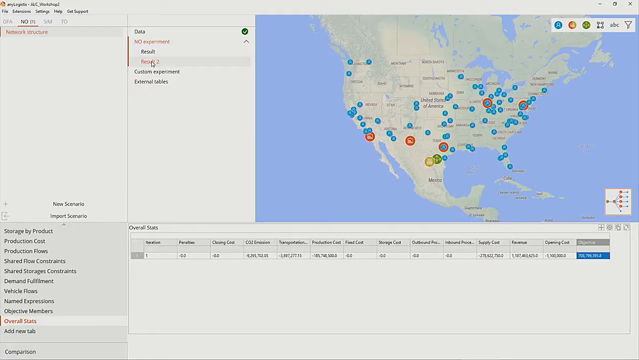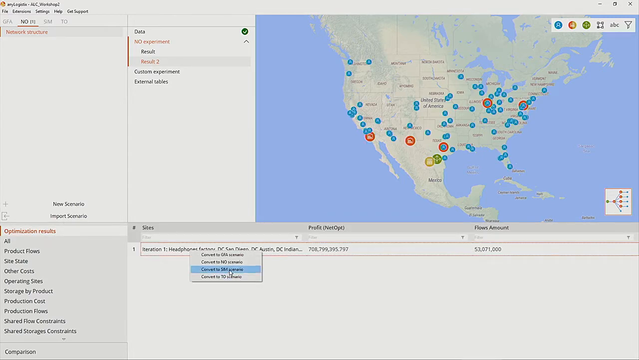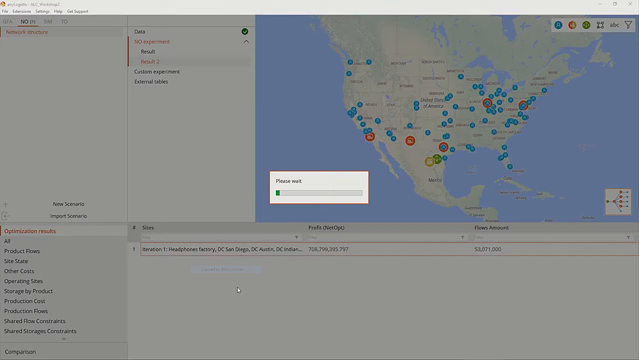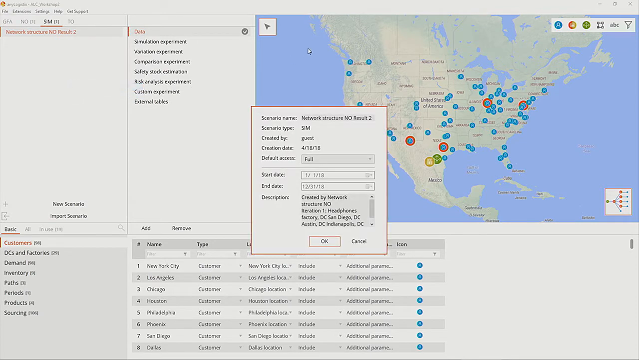And I will go to the optimization result, and I will convert it to a simulation scenario. I will rename it, and the new name will be supply chain implementation.